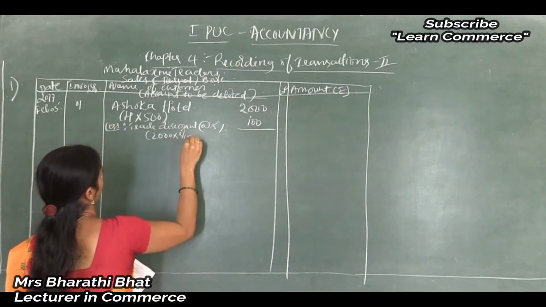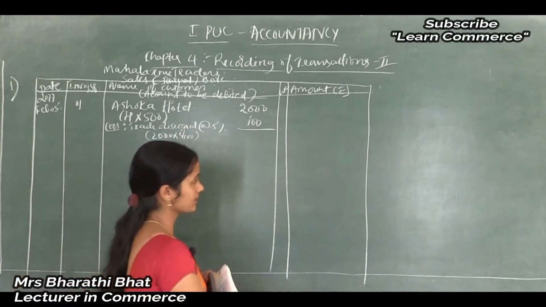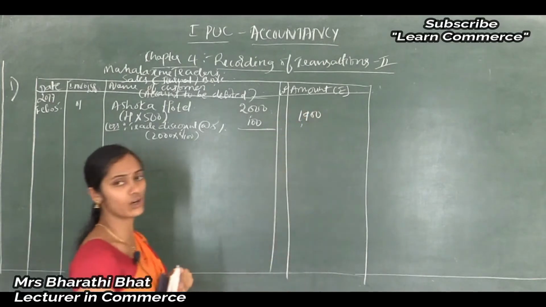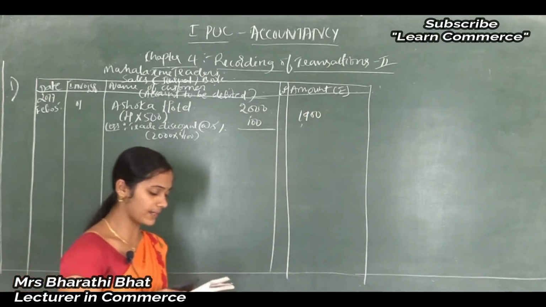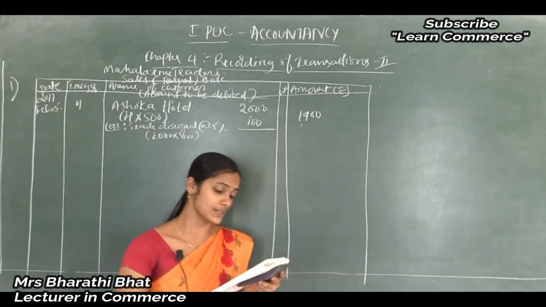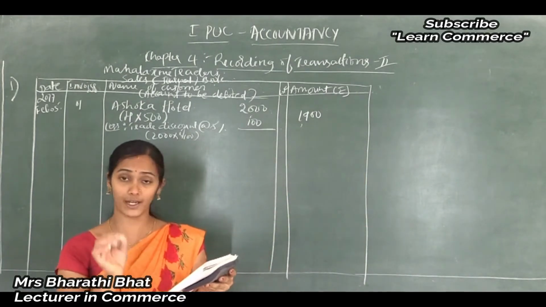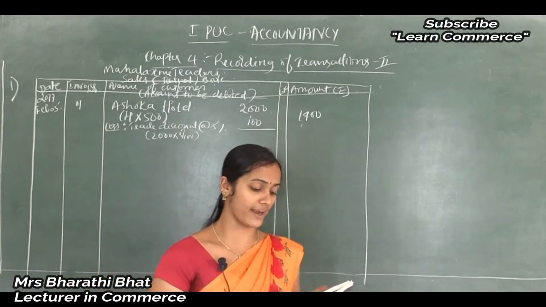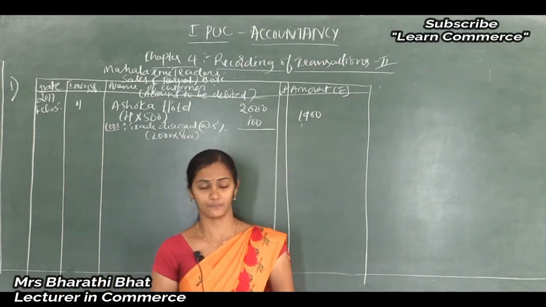Into 5 by 100, so 1,900 in the amount column. And see the next one: February 12, sold 2 boxes of spices at rupees 800 per box to Amit on account, and also spent 200 rupees for packing.